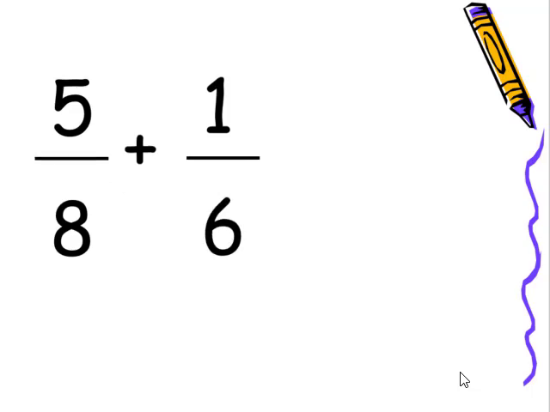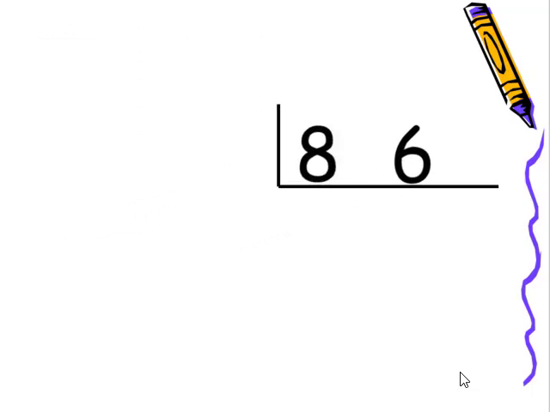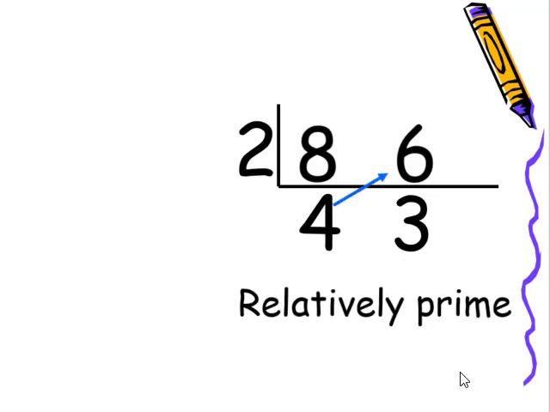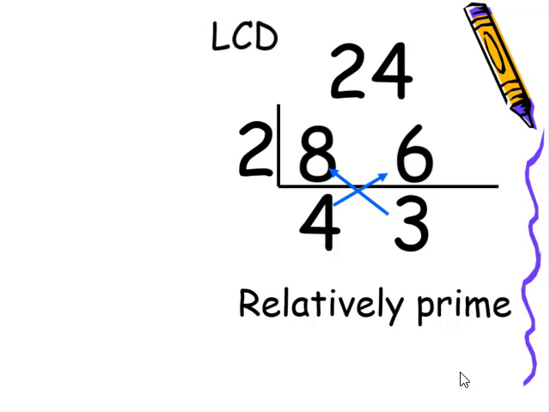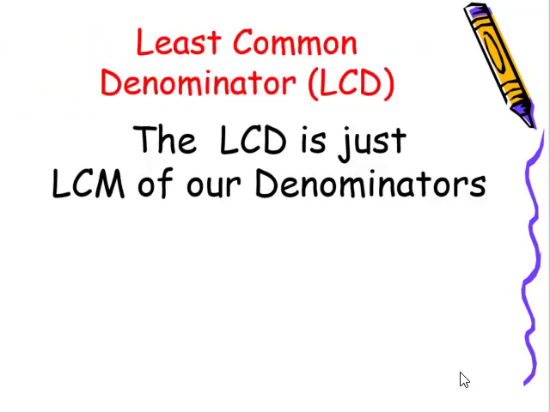We take the 8 and the 6, and similar to how we were finding the LCM, the least common multiple, we're factoring out a 2, dividing 8 by 2, dividing 6 by 2, leaving us with two relatively prime numbers. That means the LCM would have been 24, but since these are denominators, we call it the LCD. And remember, 2 is the GCF.